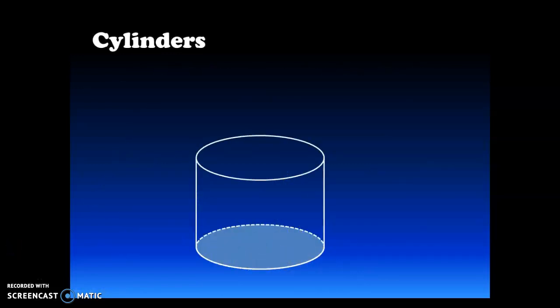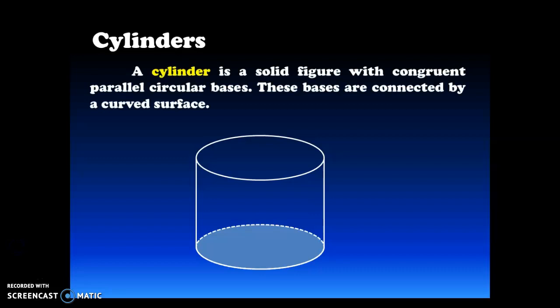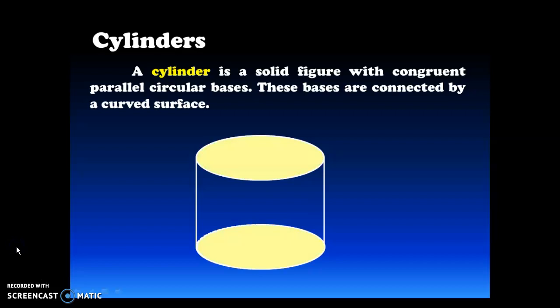Cylinders. A cylinder is an example of a non-polyhedron figure. A cylinder is a solid figure with congruent parallel circular bases. These bases are connected by a curved surface.